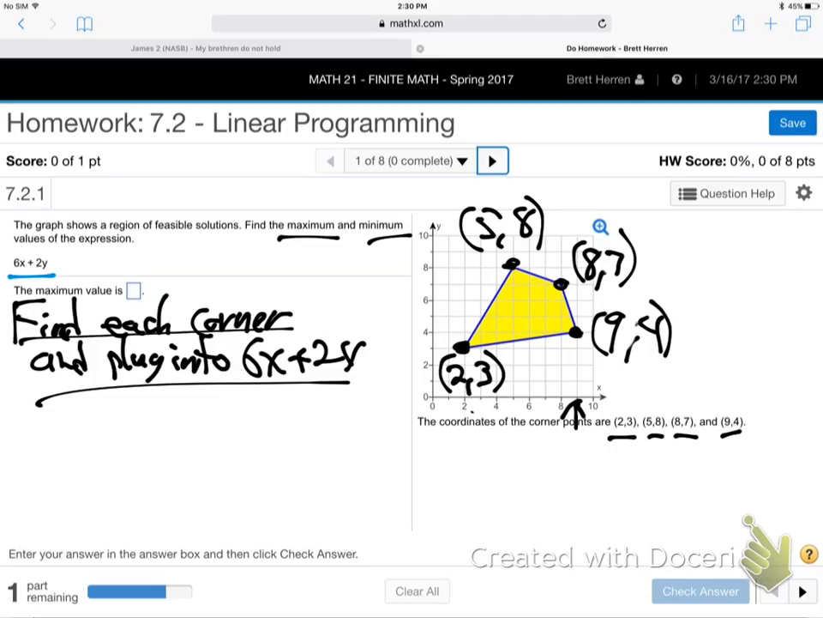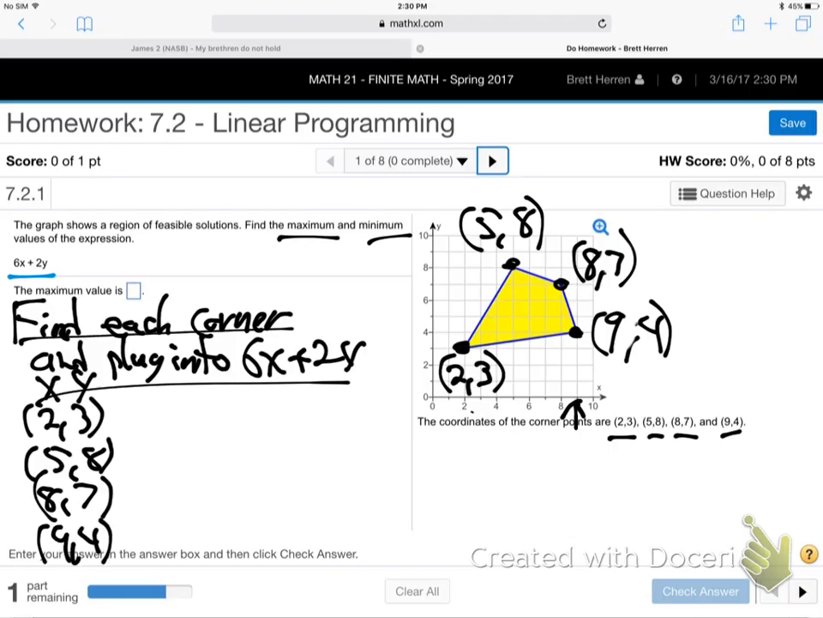Just take them. So let me show you what we're supposed to do. I'll just do them in the order they have them here: 2, 3, 5, 8, 8, 7, and 9, 4. Now, remember, the first one's x, the second one's y, for all of them. Plug them in to 6x plus 2y. So what do I mean? I mean 6 times the x, 2, plus 2 times the y, 3, and work out the number. What is that? 12 plus 6, 18.